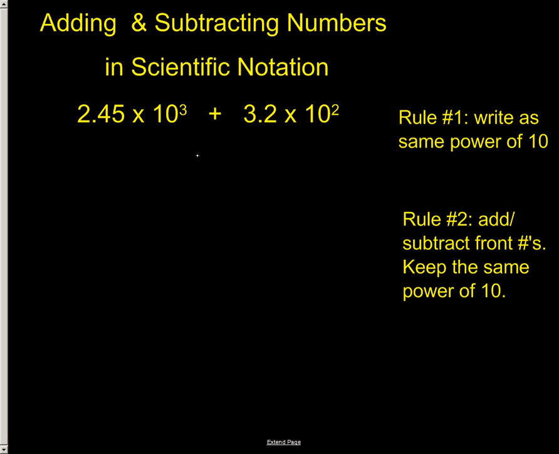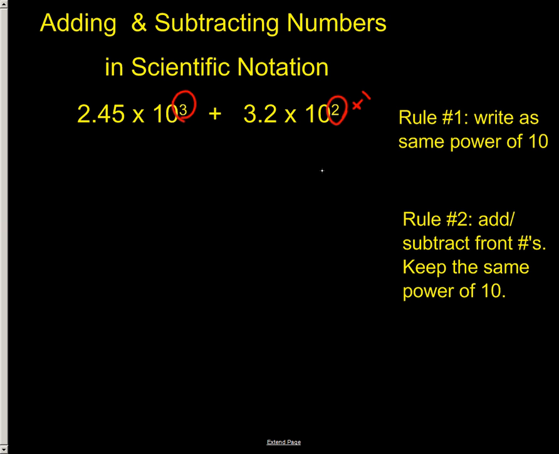So do the two numbers have the same exponent? Let's see. This one's a 3, this one's a 2. So no, we need to change the smaller exponent. We have a 2 and it needs to be a 3. So how can I do that? Just add a 1 to it. What's 2 plus 1? 3.